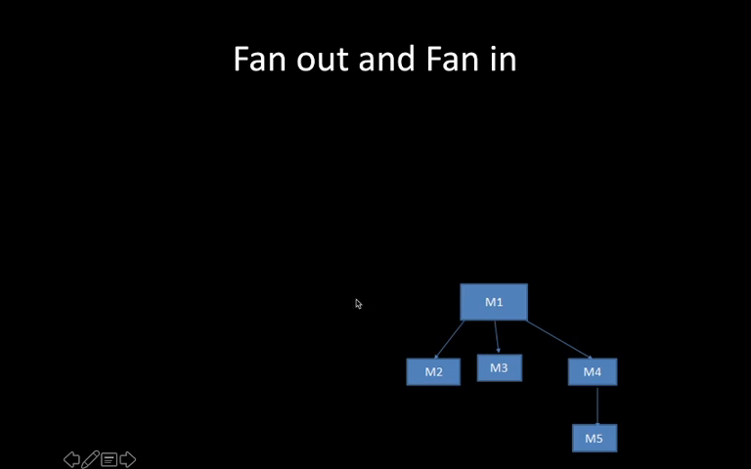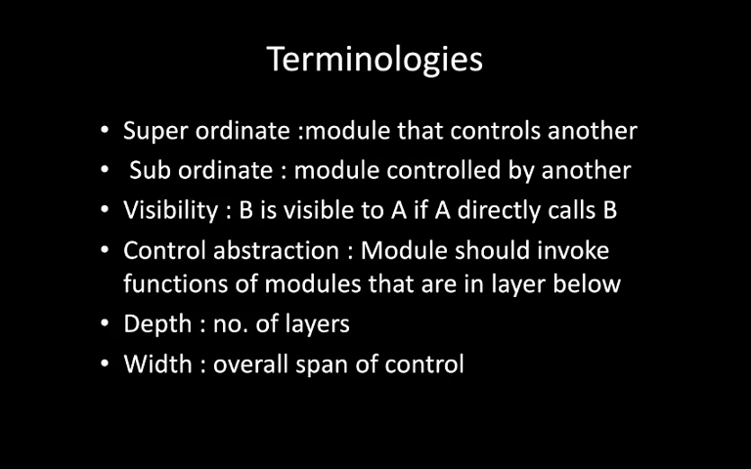Depth means, M1 is at level 0, this is at level 1, and M5 is at level 2. So this is a 3-level module, and we can say that the depth is 3, because the levels are 0, 1, 2. And if we consider the width, the maximum width is 3, because we have at most 3 modules from M1. So width is the overall span of control of the module. Okay, so width and depth are both 3 in this case.